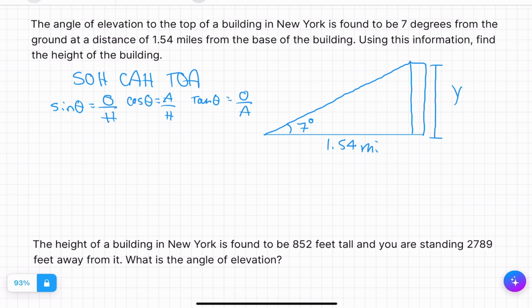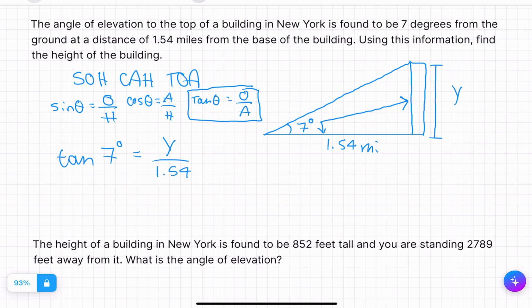Let's take a look at the information that we have. We're missing the information that is opposite of our angle. But we have information that is adjacent to our angle. So opposite over adjacent is what we're working with, which means that we want to choose tangent to solve this problem. So let's set that up. We have tangent of our given angle, which is 7 degrees, is equal to opposite over the adjacent information.